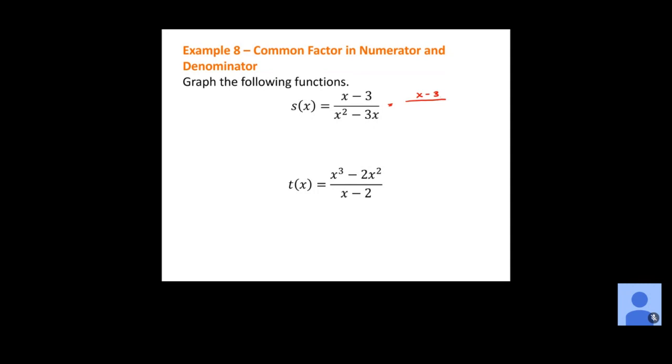And now let's look at the denominator. How would you factor the denominator? Good. We have a common factor of x, so we can factor that out. So we're going to have x times x minus 3 this time. Now, always look to see if you have any common factors. Do we have any common factors this time? We do, right? So remember, if you have a common factor in numerator and denominator, we can actually cancel those out. So if we cancel the x minus 3, what's going to be left then? What's this function going to look like?